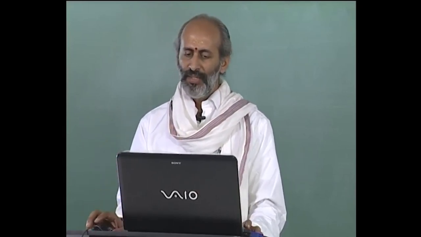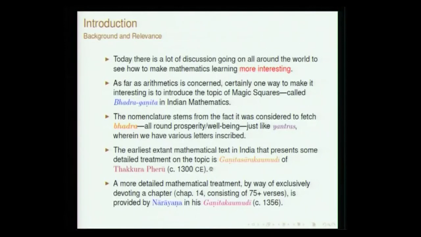A detailed exposition of the mathematics of magic squares, our classification and a method to construct them, is found only in 13th and 14th century texts. The earliest text is one by Thakkar Pheru, called Ganita Sara Kaumudi, and then Narayana Pandita's work is called Ganita Kaumudi.